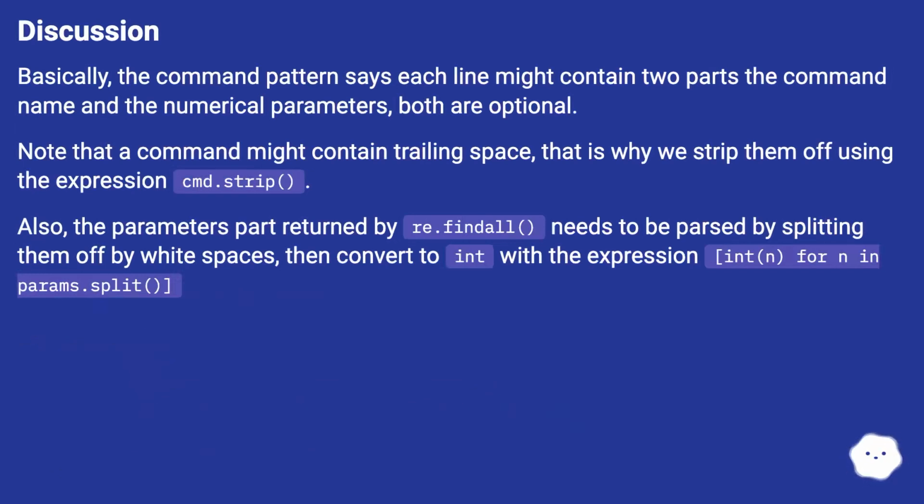Discussion. Basically, the command pattern says each line might contain two parts: the command name and the numerical parameters. Both are optional. Note that a command might contain trailing space, that is why we strip them off using the expression cmd.strip. Also, the parameters part returned by re.findall needs to be parsed by splitting them off by white spaces, then convert to int with the expression int(n) for n in params.split.